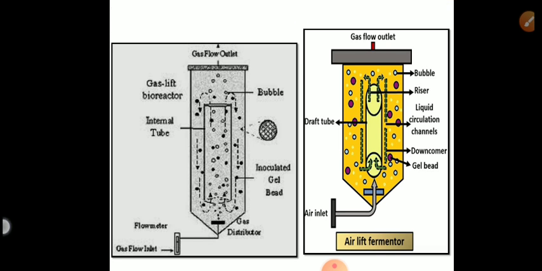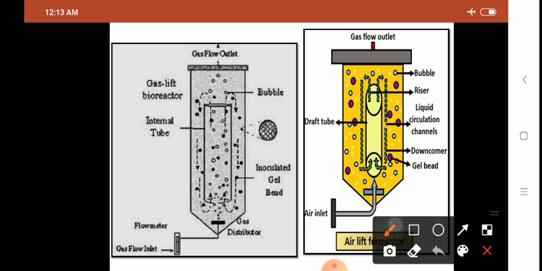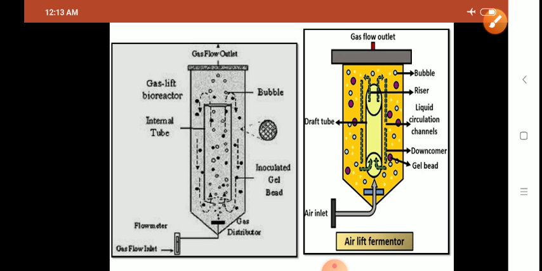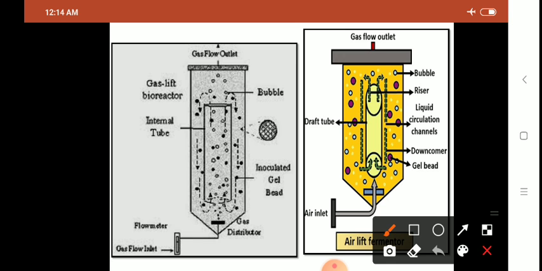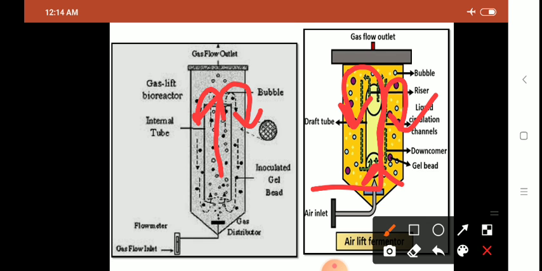You can see in this diagram, this is a draft tube, and we have introduced the air inside the draft tube. So the draft tube is called the riser. Air rises from here and comes out into the outer zone. So the draft tube is called the riser and the outside zone is called the downcomer.